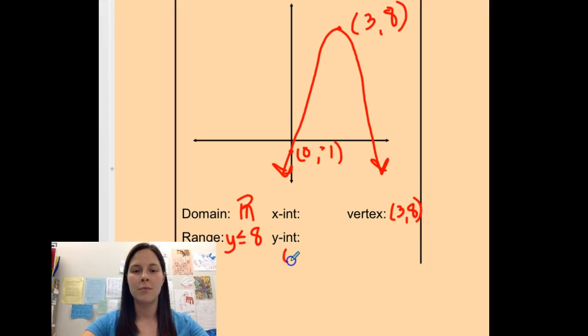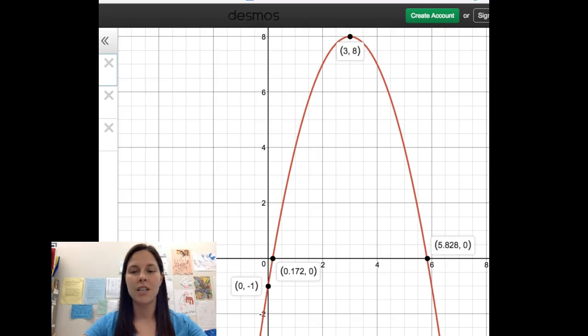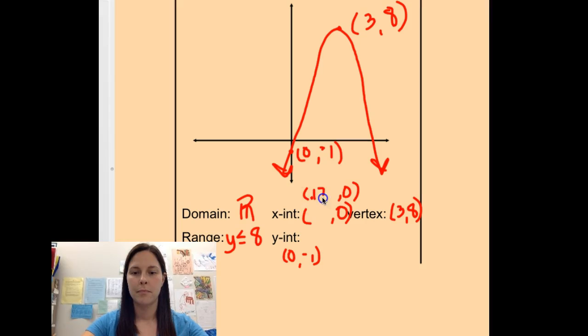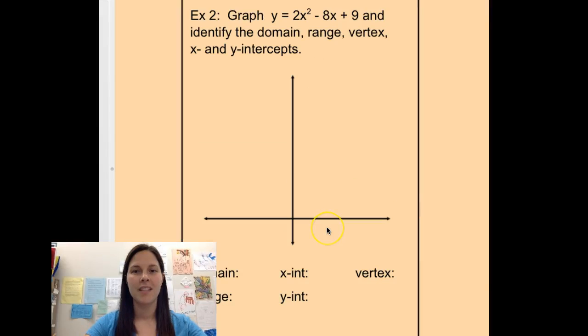The y-intercept was at 0, -1. And those x-intercepts were not very good numbers. They were both decimals. Looking at Desmos one more time, those x-intercepts were 0.172 and 5.828. Again, those x-intercepts were 0.172 and 5.828. Here's our next quadratic function that we're going to graph.